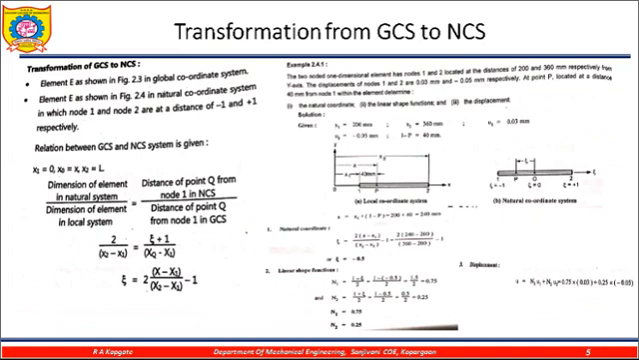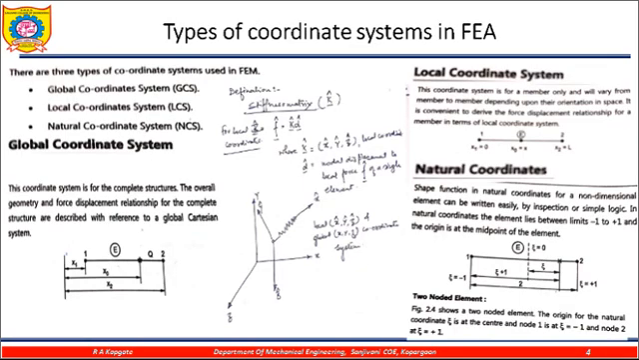So x1 is equal to 0, x0 is equal to x and x2 is equal to L, in the relationship between the global and the natural coordinate system. So x1 is equal to 0. Now look here, this x1 is equal to 0 here.